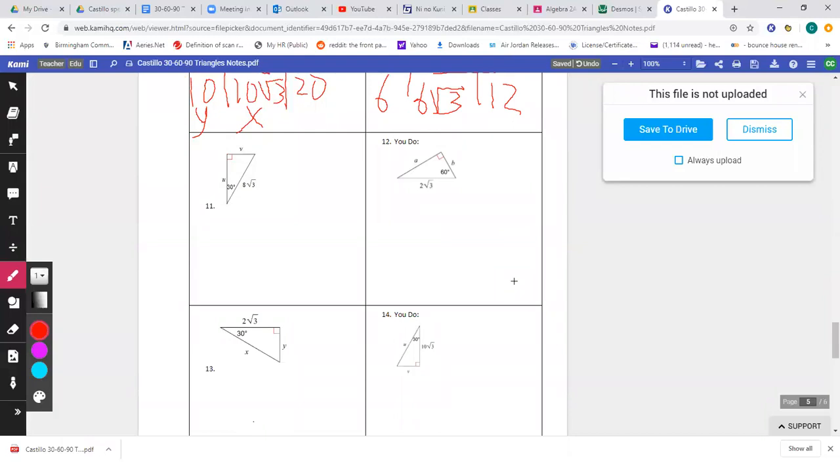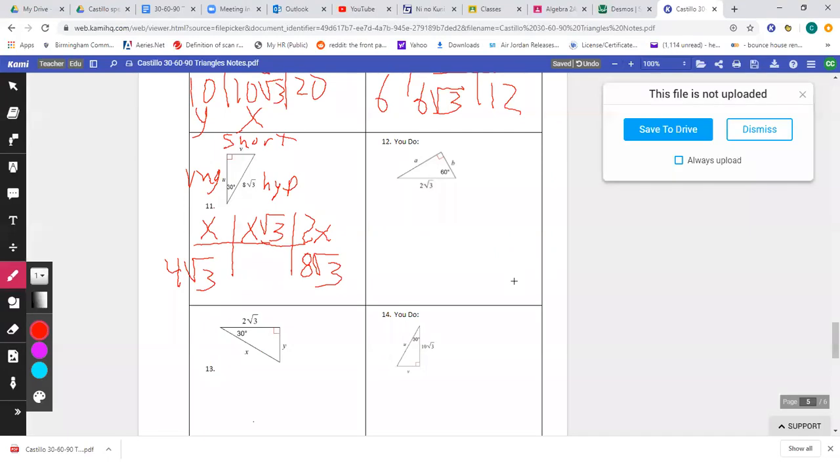Number 11 and number 12 should also be fairly straightforward here. So short, long, hypotenuse. They give you the hypotenuse as 8 √3. So to get the short leg, we just divide that by 2. So this would be 4 √3. And then now to get the long leg, you just take 4 √3 and multiply it by √3. Remember, we've done this many times.